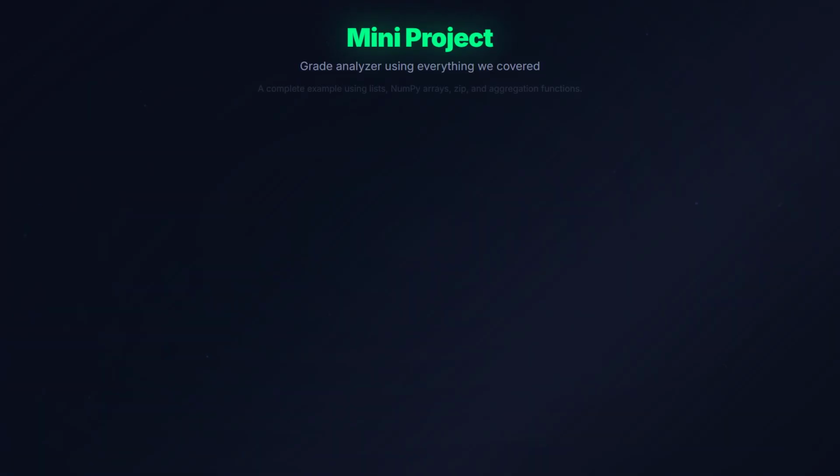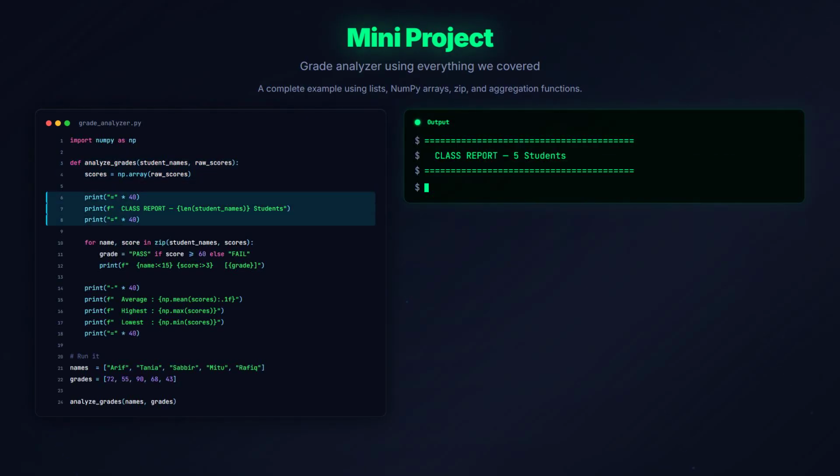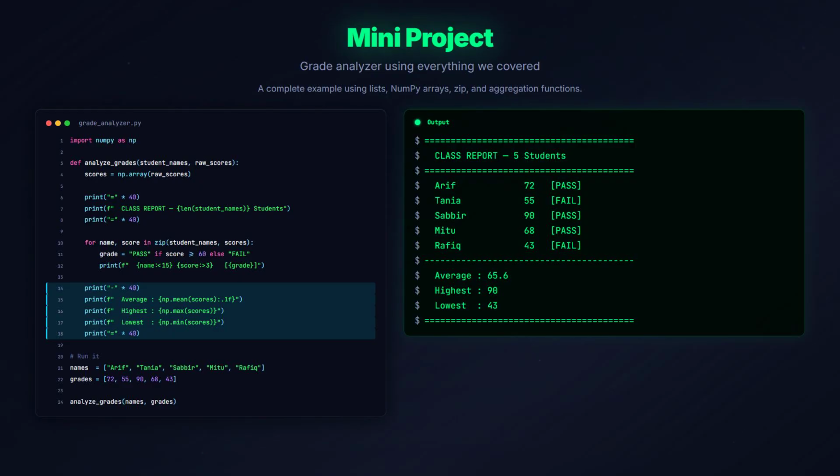Let's put it all together with a grade analyzer. We take student names in a list and scores in another list. Convert scores to a NumPy array for efficient computation. Use zip to pair names with scores. Apply a pass-fail threshold, and use NumPy's aggregation functions to compute class statistics. This single example uses lists, NumPy arrays, zip, conditionals, and statistics, everything we've covered in this tutorial.